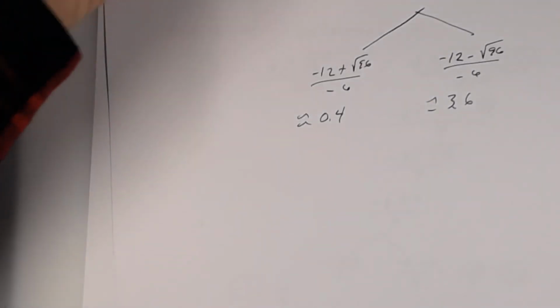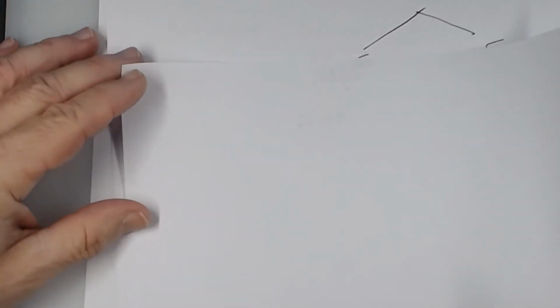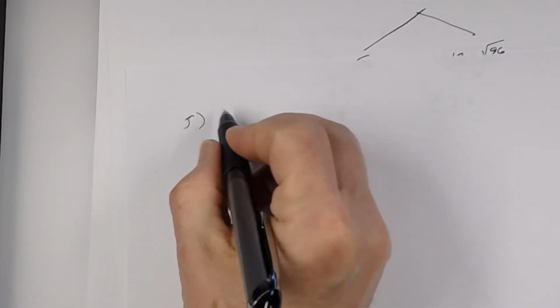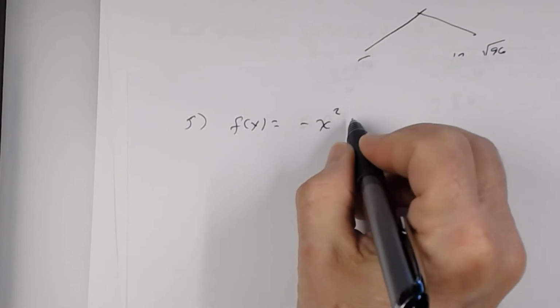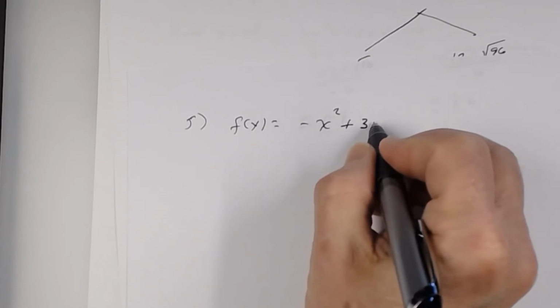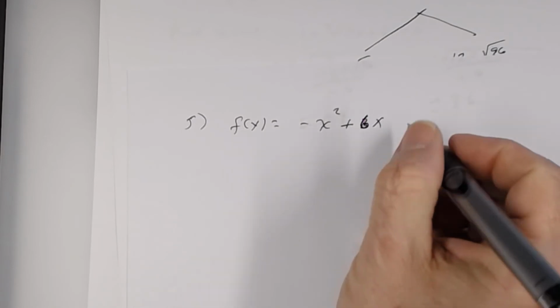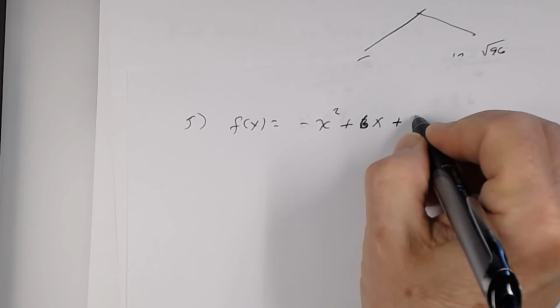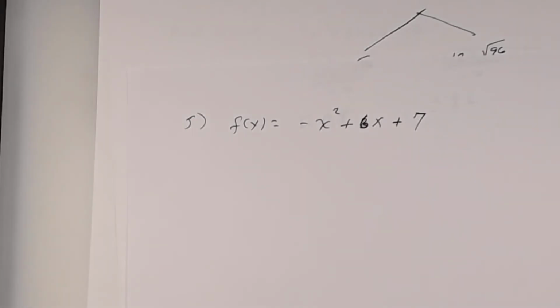Okay, so let's suppose we had this one. So this will be number 5, I think. And it'll be the last one we'll do. Number 5, suppose that f of x is negative x squared plus 6x plus 7. Okay?